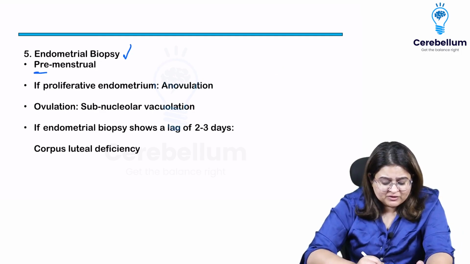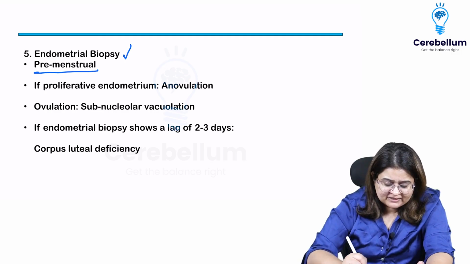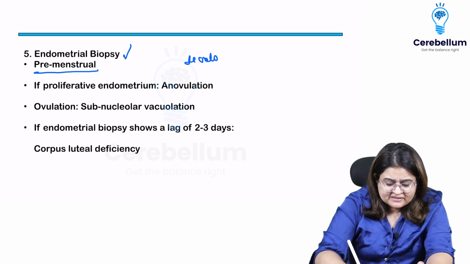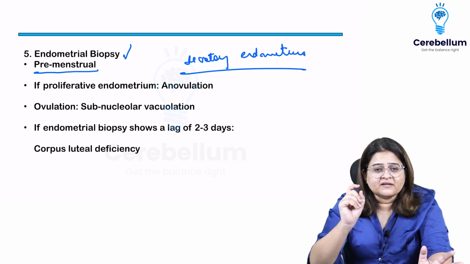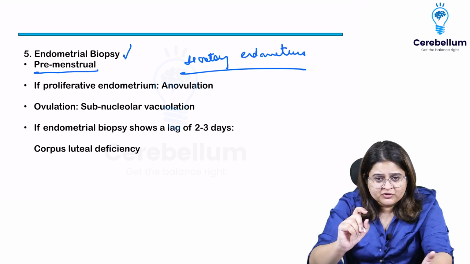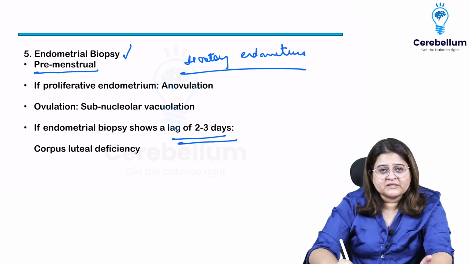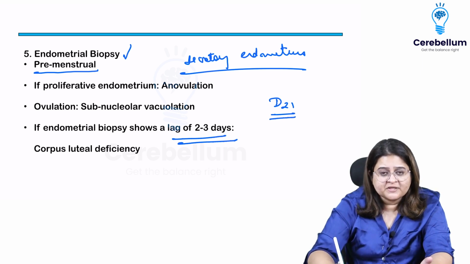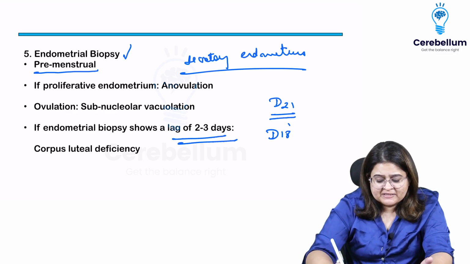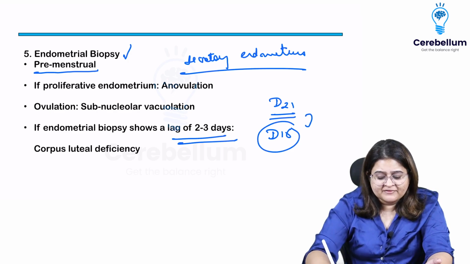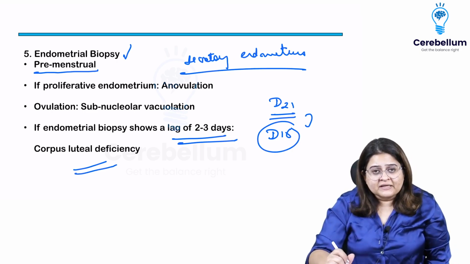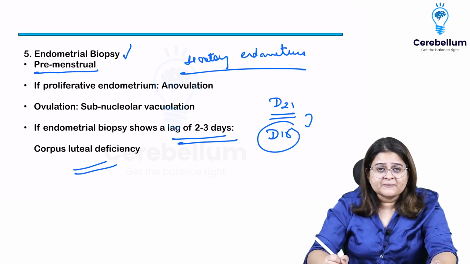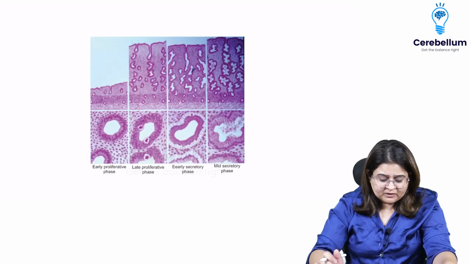Endometrial biopsy pre-menstrual, if it is done and if it shows secretory endometrium, it is again telling us that yes, ovulation has happened. You can also tell the day of the cycle based on the endometrium that you're visualizing. And if there is a lag of 2-3 days, this means what? Suppose I do the biopsy on day 21, but I find that the endometrium is like a day 18 endometrium or a day 16 endometrium, say. There's a lag of 5 days. That means this could also point to progesterone deficiency or corpus luteal deficiency, which is a cause of infertility and also a cause of recurrent pregnancy losses.